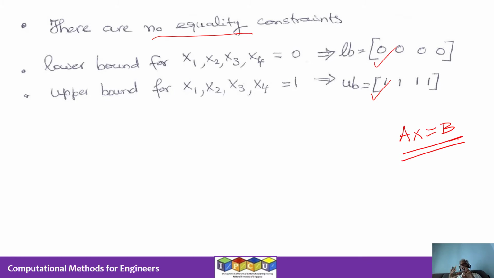So a problem can have linear equality constraints as well as linear inequality constraints. In our case, we have only linear inequality constraints. There are no equality constraints in this problem. There are no nonlinear constraints as well. So that is a nice thing.